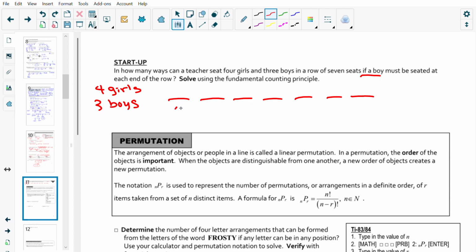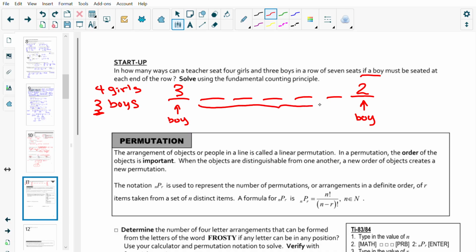I have 3 boys, so that must be a boy, and that must be a boy, the ends. How many boys do I have to start? I have 3, so I have 3 choices for the first end, and then I have 2 remaining choices for the other end.